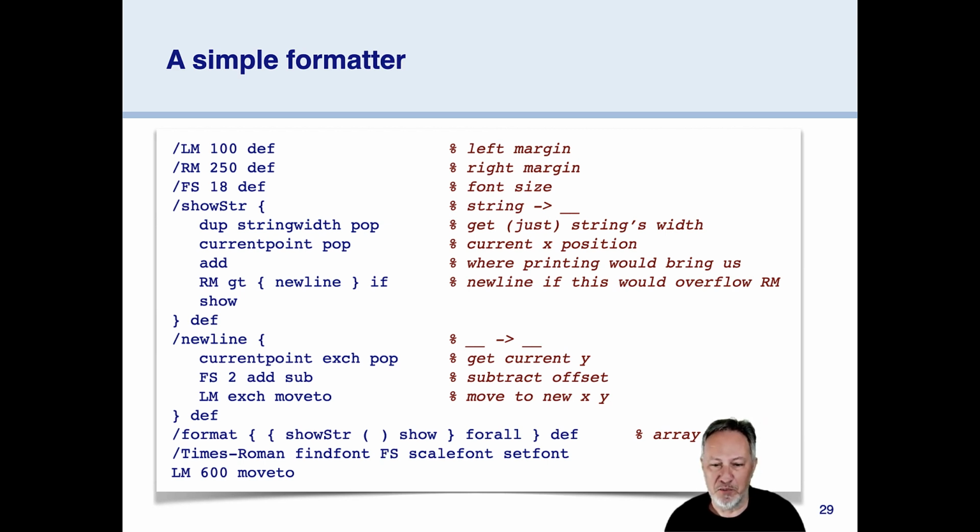We have a format operator, which can be used to format a sequence of words. So basically what it's going to do is run showString on each of the strings in our argument with a blank in between them, and then show each of them. And finally we look up the font, scale it, set it to the font, get into our initial position, and then we can actually run our script.